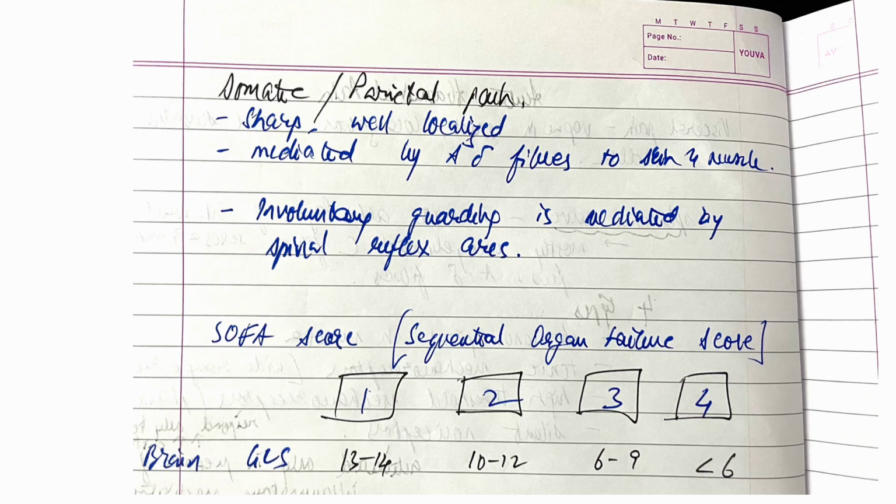Somatic or parietal pain is a sharp, well-localized pain mediated by A delta fibers to the skin and the muscle. Involuntary guarding is mediated by spinal reflex arcs.